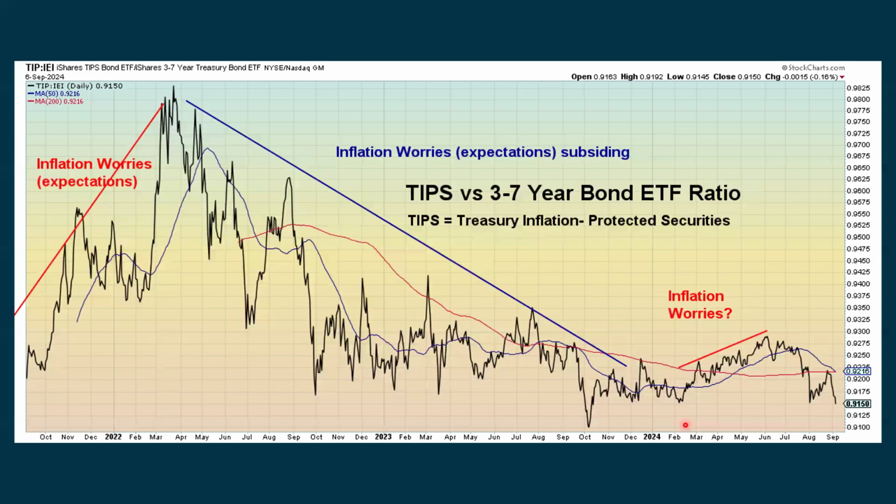We keep an eye on TIPS, which are Treasury Inflation Protected Securities. These are what folks get into when they're worried about inflation and worried about interest rates going up. And over here on the left-hand side, back in 2021, these were really going up.